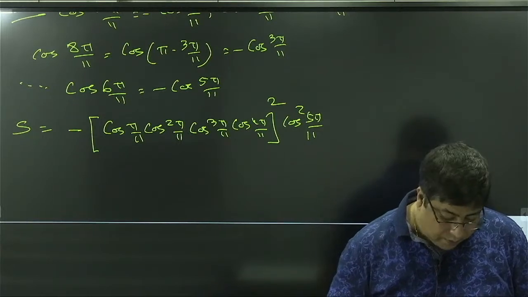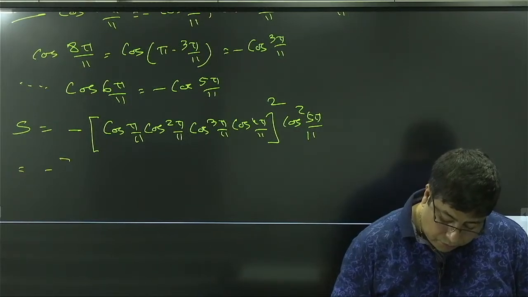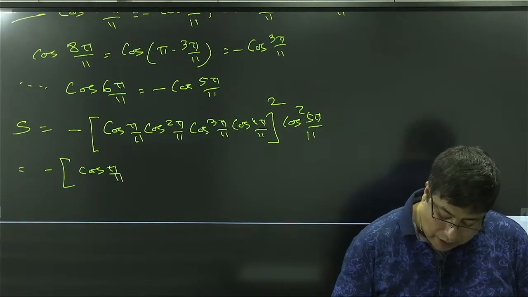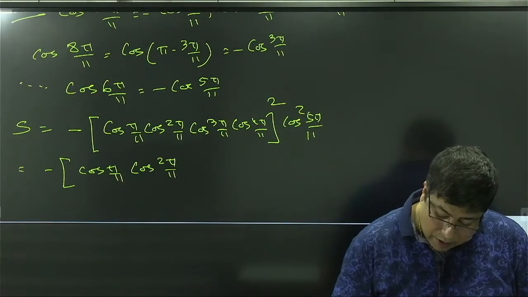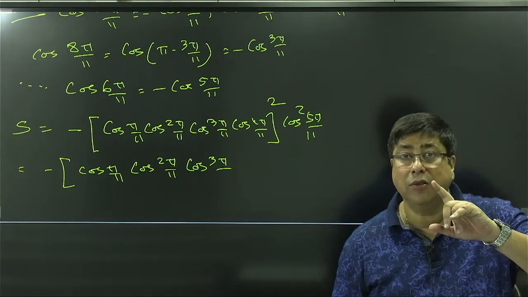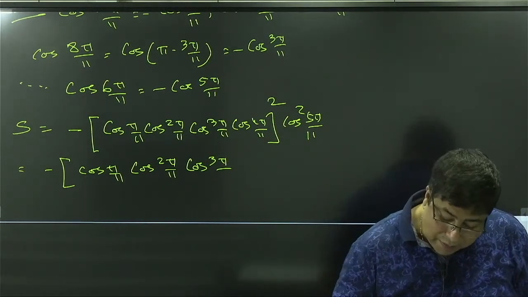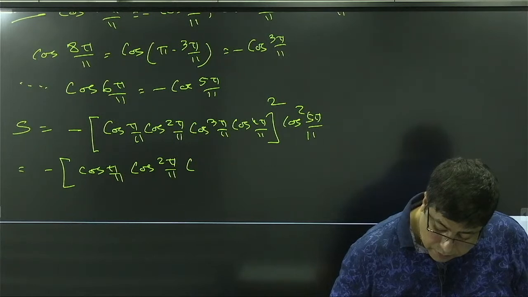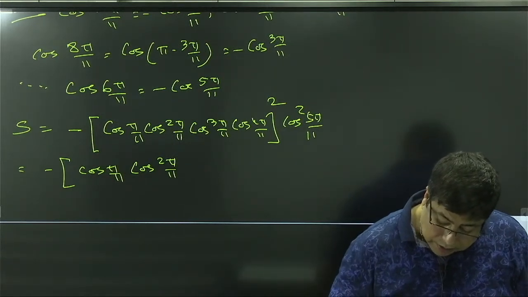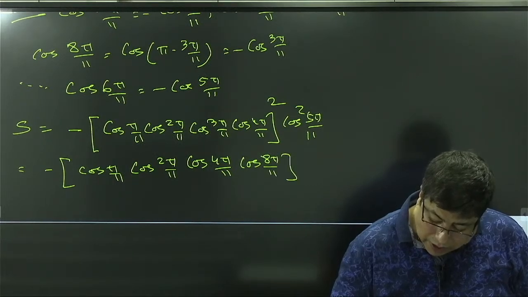Now let's proceed. We are getting here cos pi by 11, cos 2 pi by 11, cos 3 pi by 11, which is cos 8 pi by 11, and since it is a square, no negative is coming out. So I am writing here cos 4 pi by 11, and cos 3 pi by 11 is cos 8 pi by 11, no negative because there is a square here, and cos square 5 pi by 11.